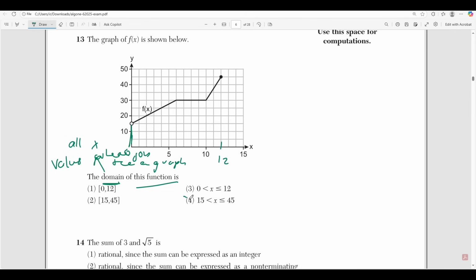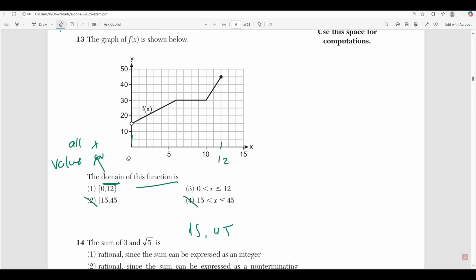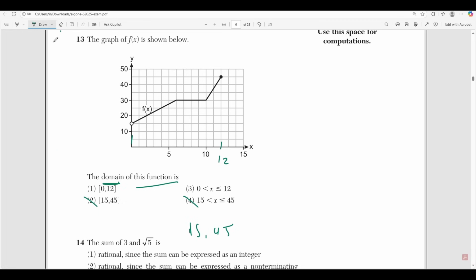First of all, we know that it can't be choice 2 or 4 because they talk about the domain going from 15 all the way to 45, right? That's obviously false, right? The domain starts from 0 over here and it goes all the way up to 12, okay? Why doesn't it go up to 13? Well, I don't see a line there, right? There's no line past 12, so that means the domain strictly is from 0 to 12, okay?